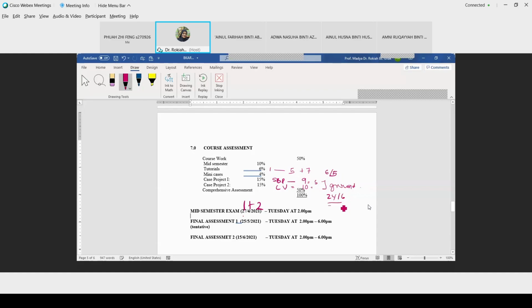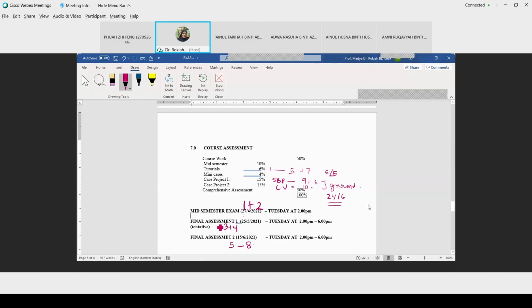Okay, and then you're going to have a final assessment. Final assessment 1 will be on 25th of May, Tuesday, 2 until 6, four hours. This one is tentative. We have not yet decided about the hours, but it will be tentatively between 2 until 6. Final assessment 2 will be the same day, Tuesday, but the date will be 15th of June. Final assessment 1 covers topic 3 and topic 4. And final assessment 2 covers topic 5 until topic 8. Details about this we're going to discuss later.